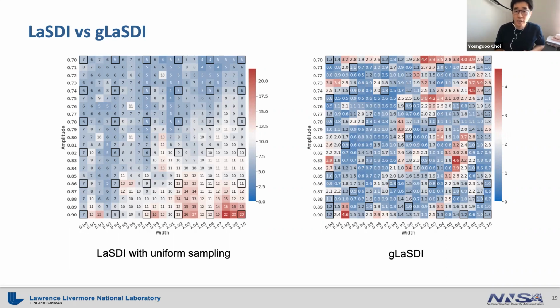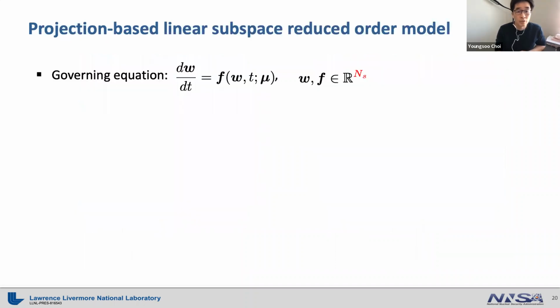Again, the greedy LaSDI outperforms the uniform sampling LaSDI in terms of accuracy, where greedy LaSDI achieves a maximum relative error of 4.6%, while the uniform sampling LaSDI gets a maximum relative error of 22%. Again, the GLaSDI outperforms the LaSDI with the uniform sampling.